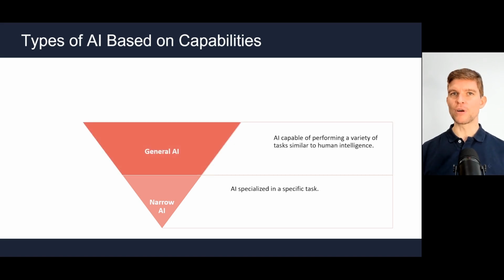Then you have general AI, an AI capable of performing a variety of tasks similar to human intelligence. This is where basically it would be just like a human in many or most fields, where it would be able to have a general outreach. And I'm going to say that some of these systems that we have nowadays can do a lot of things, but they're still limited in their environment.